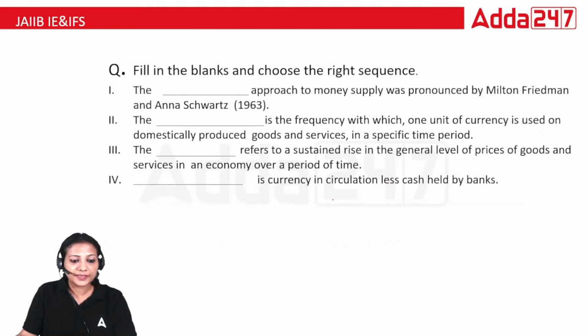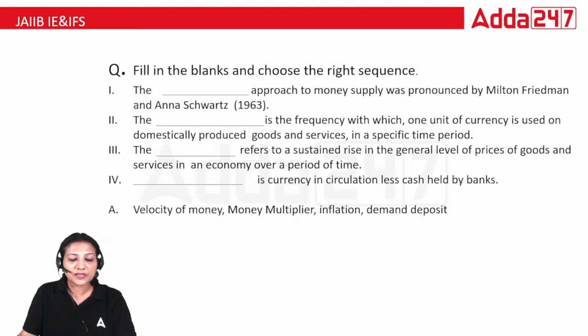Now fill in the blanks and choose the right sequence. The dash approach to money supply was pronounced by Milton Friedman and Anna Schwartz. The dash is the frequency with which one unit of currency is used on domestically produced goods and services in a specified time period. The dash refers to a sustained rise in general level of prices of goods and services in an economy over a period of time.